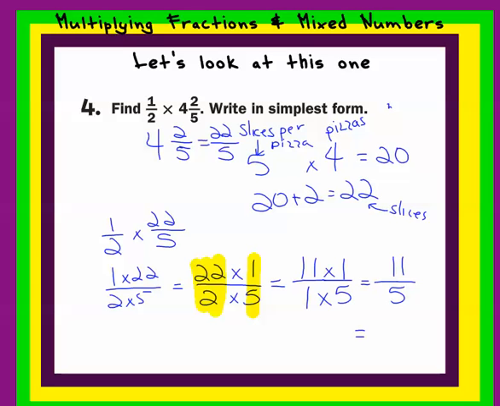So that's an improper fraction. I need to convert it to a mixed number. 11 divided by 5 gives me 2 groups of 5. I have 1 slice left over, and that slice is still in fifths. So if you go through your puzzles and think about fractions like pizza or cake, I think you'll find this a little easier to manage.